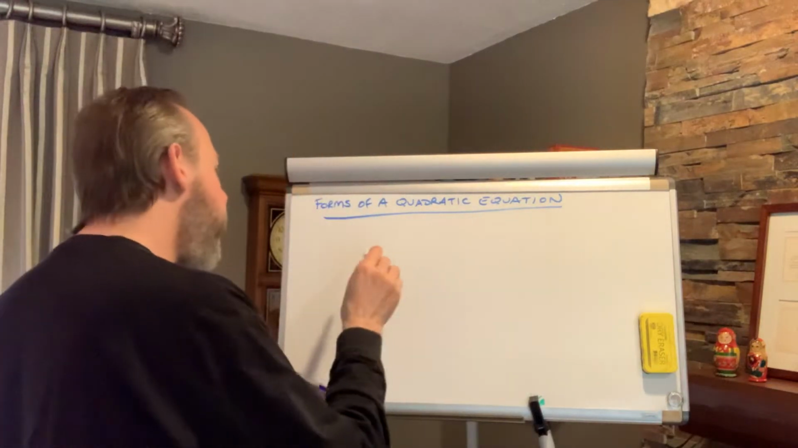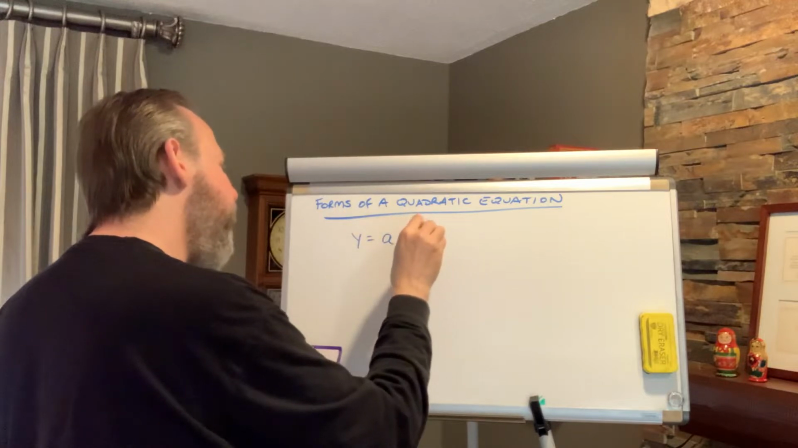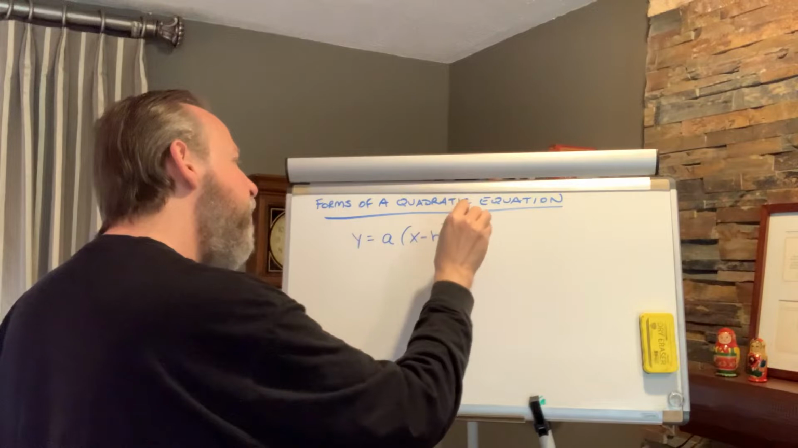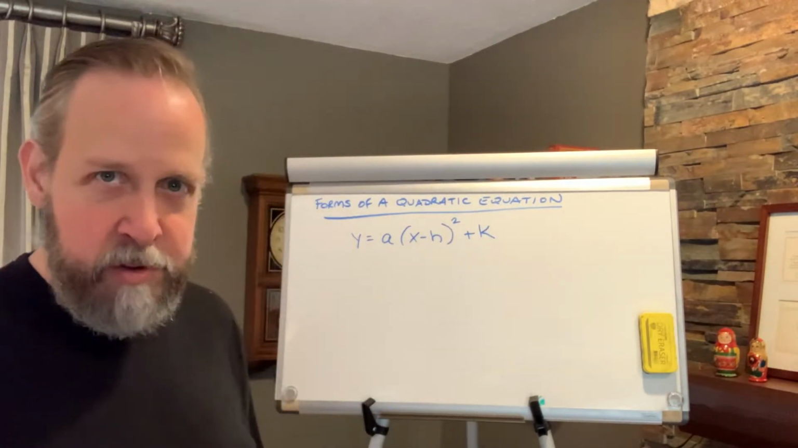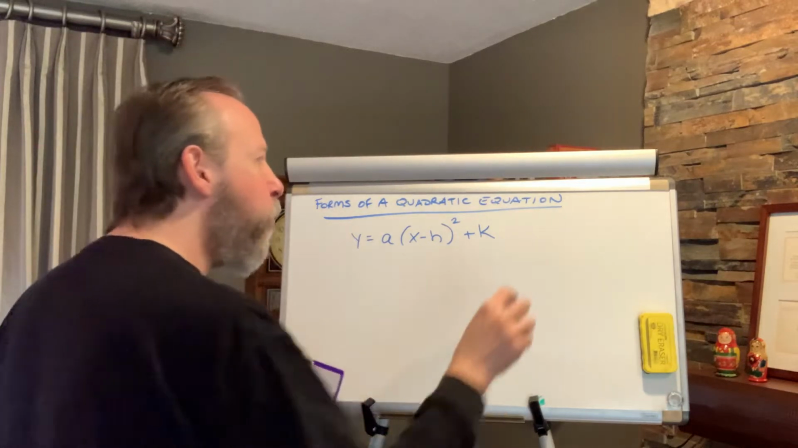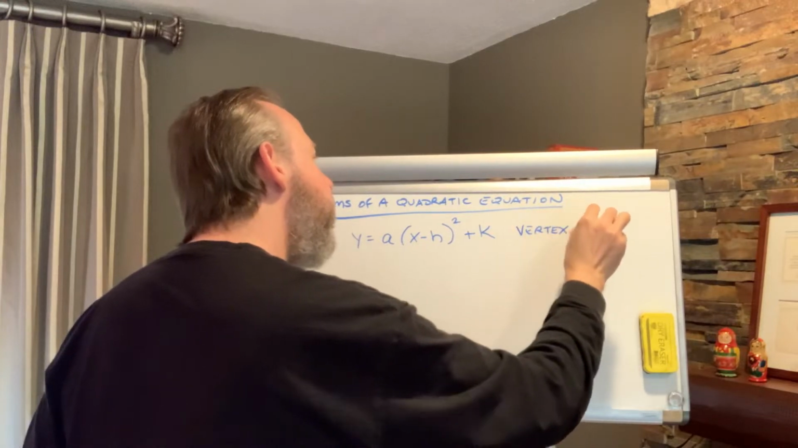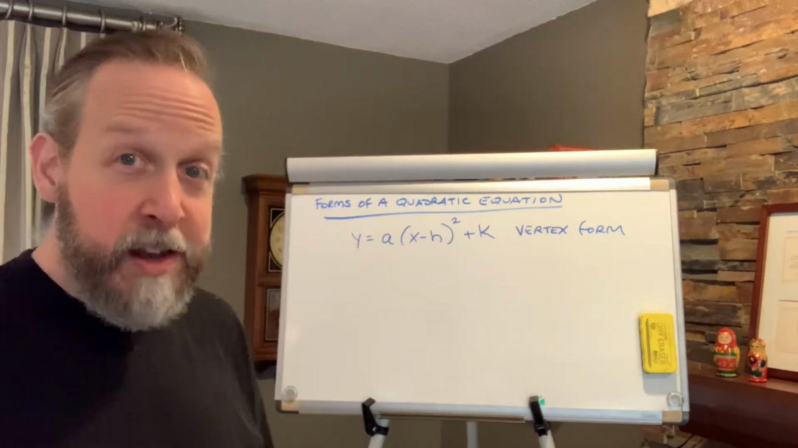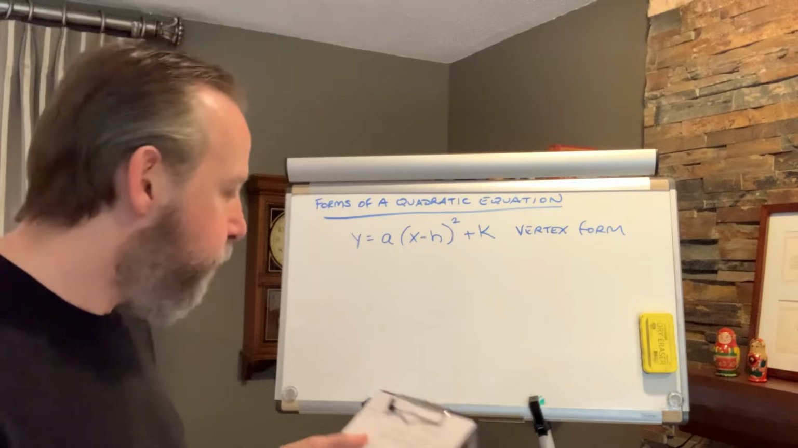The first form is y equals a(x minus h) squared plus k. Okay, well that's a lot of new stuff, and of course we'll describe what everything is, but this is called vertex form. Again, I'll explain everything as we go, but first, the three forms.